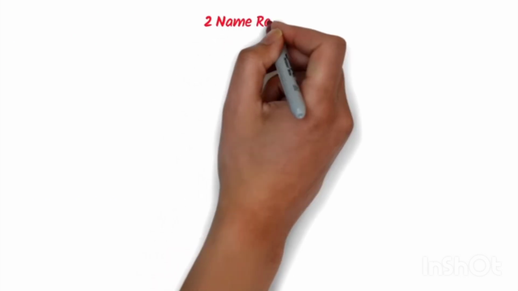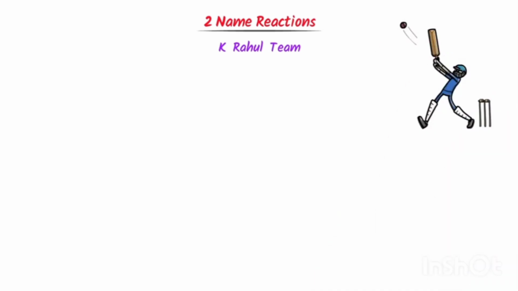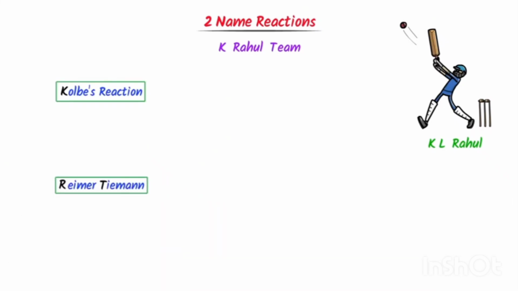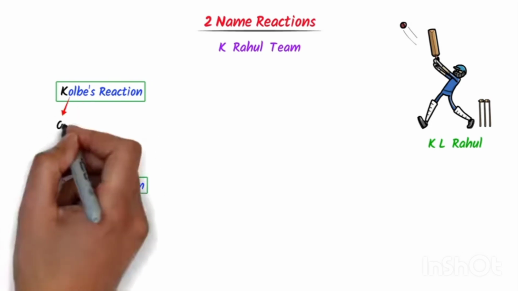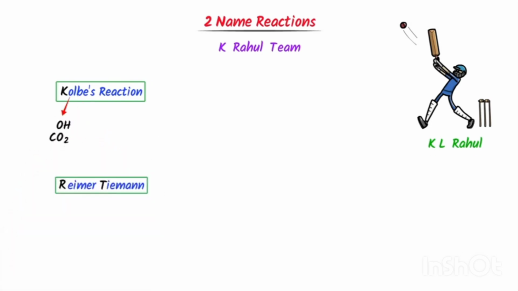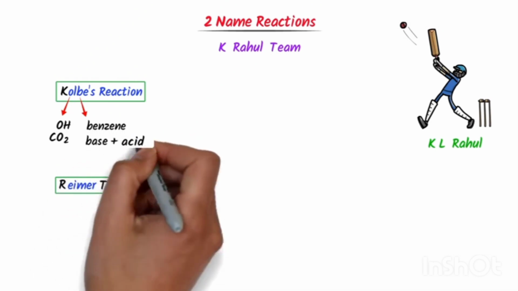Now I will teach you two more reactions. I write K, Rahul, team. Remember the famous cricketer K.L. Rahul. Here, this K stands for Kolbe's reaction and this R and T stands for Reimer-Tiemann reaction. Now listen carefully. This O in Kolbe stands for OH and carbon dioxide.